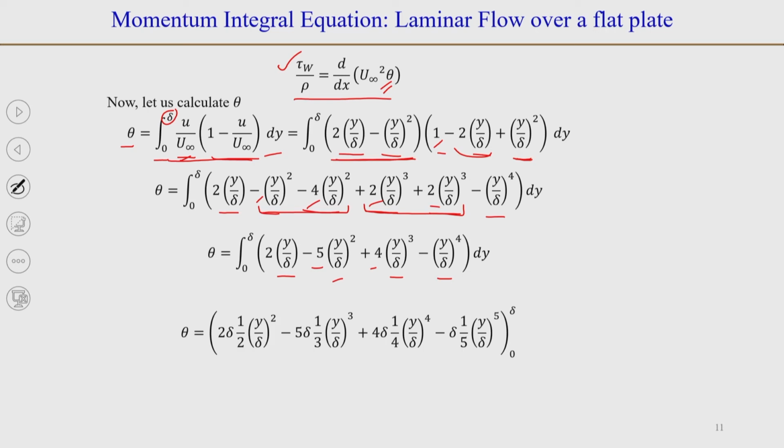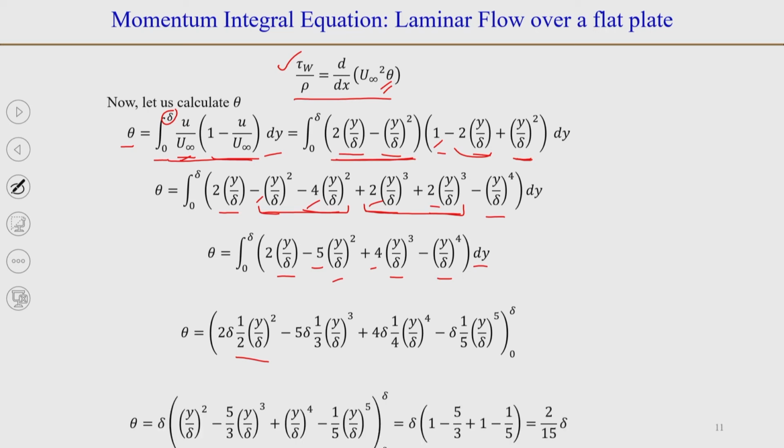integrate it, you will get the result after the integration. You are integrating with respect to y. So, 2 delta into 1 by 2 y by delta squared and so on, and when you simplify this further and do a bit of algebra, you will get the value of theta equal to 2 by 15 delta. Okay. So, we have theta in terms of 2 by 15 delta.